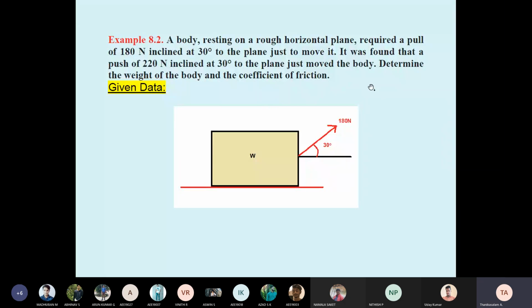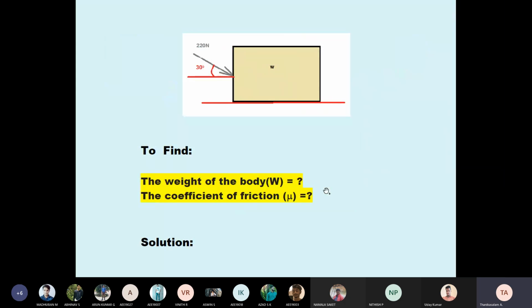So here two cases are given. First they pull with 180 Newton at a 30 degree angle. What is the weight? What is the coefficient of friction? Understand that it is the same body; they are only pulling in one case and pushing in the second. Therefore, they ask for the weight of the body W and the coefficient of friction mu. Now draw the free body diagram.